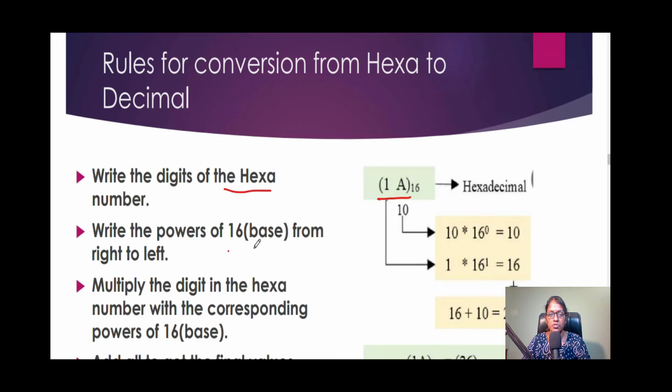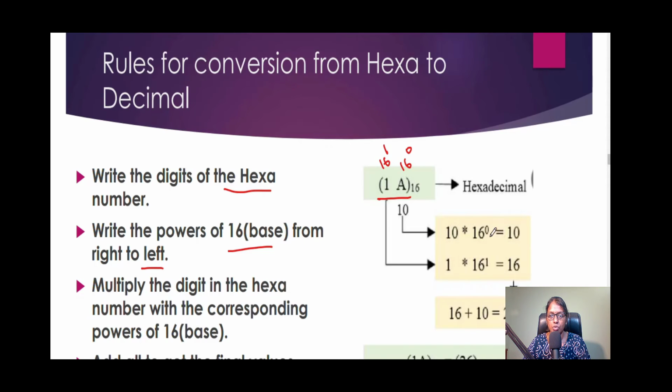Write the powers of base 16 from right to left. This is 16 to the power of 0 and 16 to the power of 1. Write down the equivalent powers of 16 from right to left. Multiply the digit in the hexa number with the corresponding power of 16. So I have to multiply. The value for A in hexadecimal is 10.